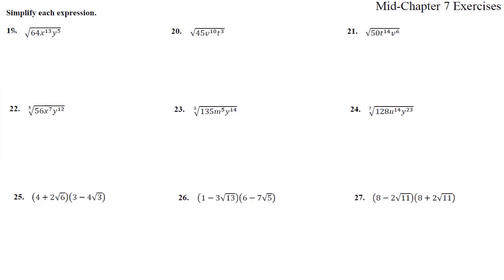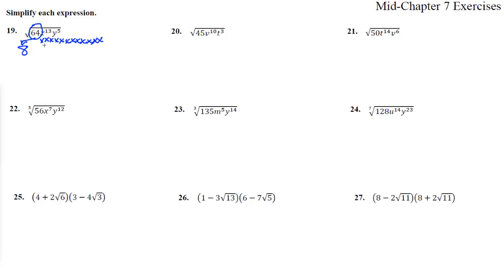All right, so 19, here we have 64. Okay, so the square root of 64, we know that one is 8. That guy gets to come out straight up. Now, x to the 13th, that's not a perfect square. There are 13 x's. Let's write them out here. 3, 4, 5, 6, 7, 8, 9, 10, 11, 12, 13.